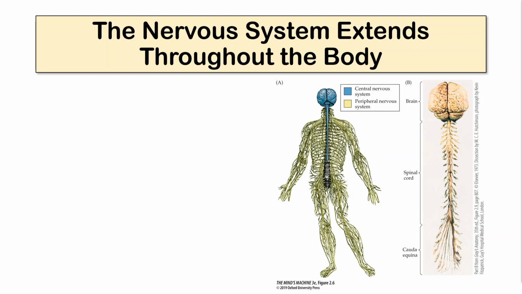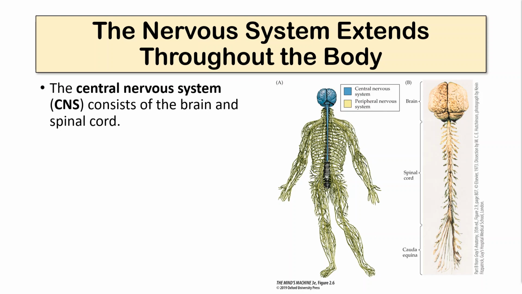The nervous system can be broken into two broad systems. First, the central nervous system, which consists of the brain and the spinal cord, here depicted in figure A in blue. And there's an image of an actual brain connected to the spinal cord. So that would be the central nervous system showing up in B.